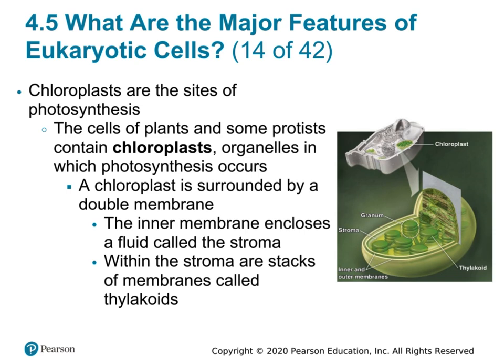But what about chloroplasts? Well, they're the sites of photosynthesis. They can make their own sugar. Chloroplasts are organelles in which photosynthesis occurs. They also have a double membrane, but they have specialized structures within that inner membrane called thylakoids individually, and in a stack, they're called a grana. All of these stacks are found within a fluid called a stroma.